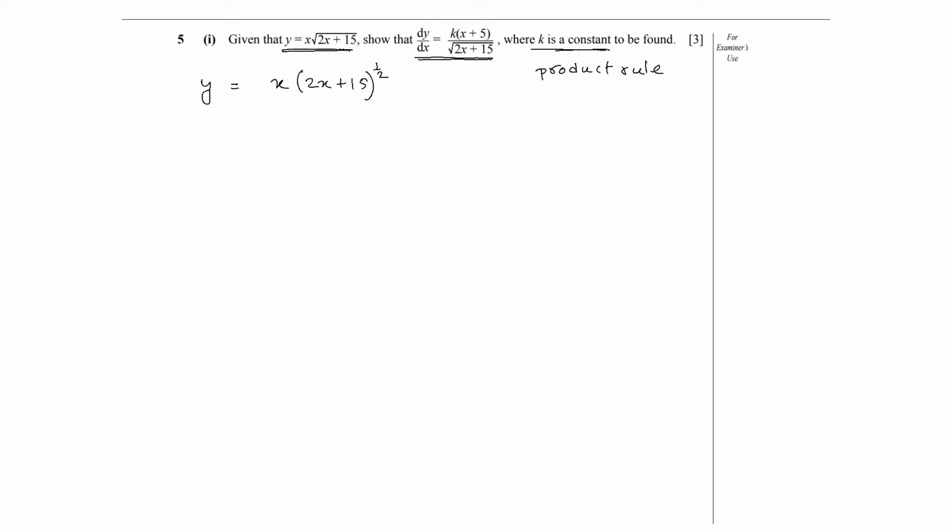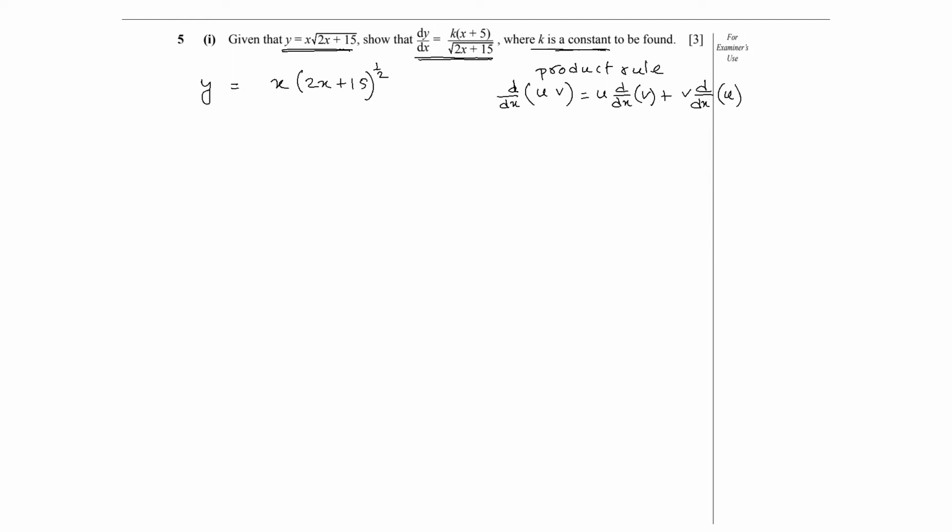It says that if we have two terms, u and v, where u and v are functions of x, then the derivative of u times v would be, let's write, d over dx of u times v will be u times d over dx of v plus v times d over dx of u. So this is the product rule.